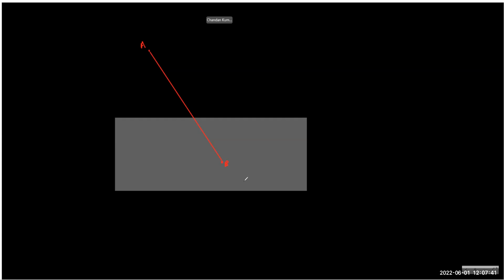Okay. So to go from A to B, there are many possibilities, and one possibility is you can go here and come back. But I think this is really foolish because you're unnecessarily increasing the time by more than this value. So that's a foolish option. So what I can do is drop a perpendicular from here.